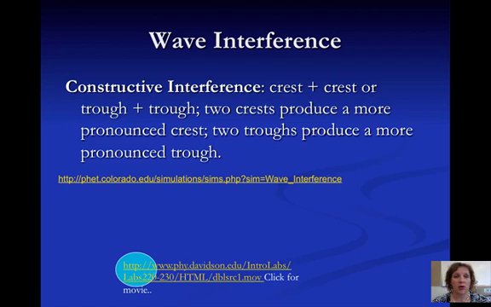Also, light shows constructive and destructive interference. Let's have a look at this too.